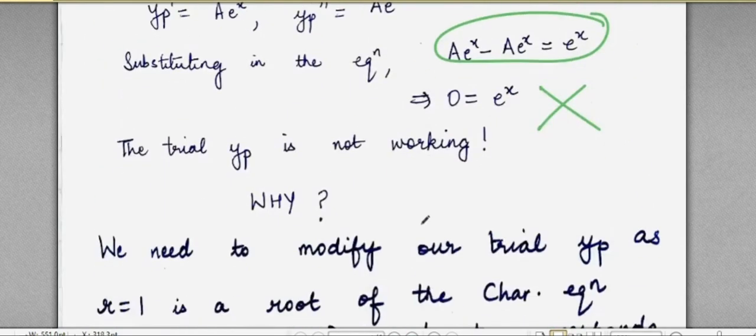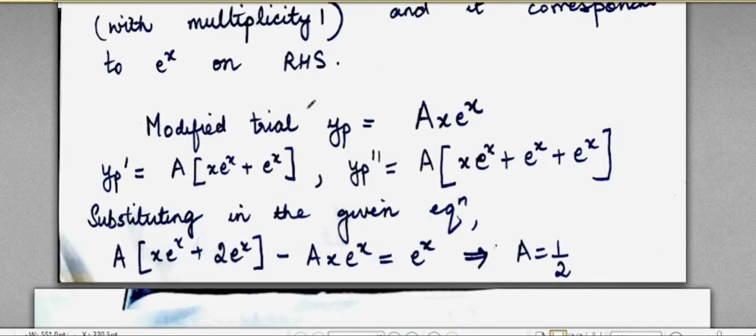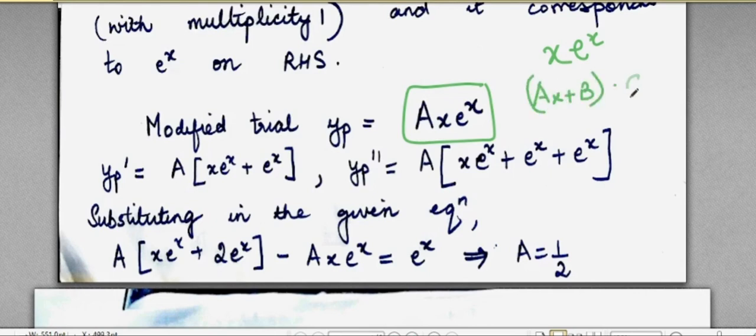Alright, so how do you modify it? Your modified trial yp will be, instead of the trial yp for e to power x, you will write it for x e to power x. Now what is the trial yp for x e to power x? It will be ax plus b for the x part and some constant times e to power x. So what kind of terms are arising? A into c, which is a constant times x e to power x type term which I have already taken, and a constant times e to power x term.